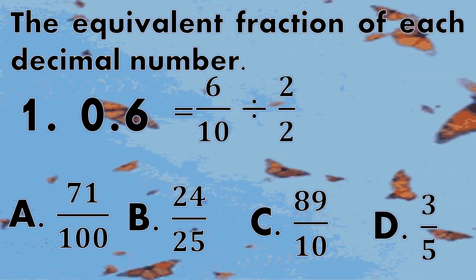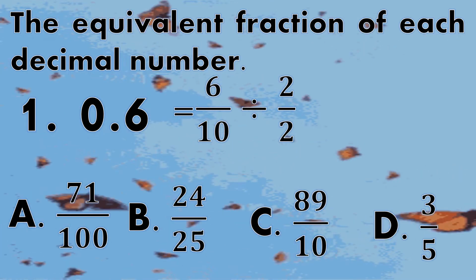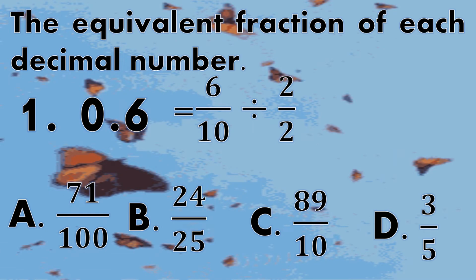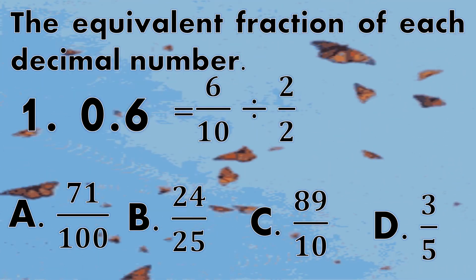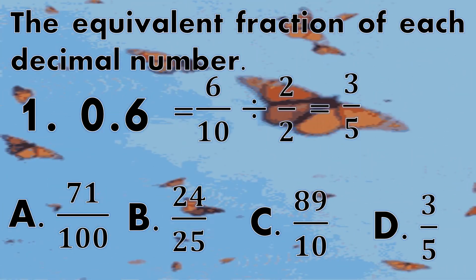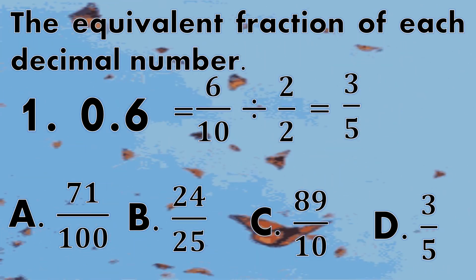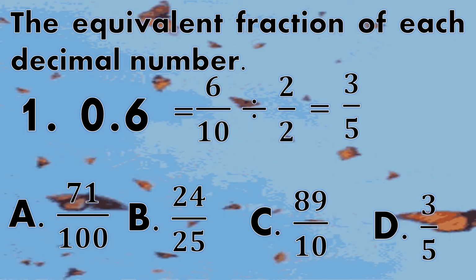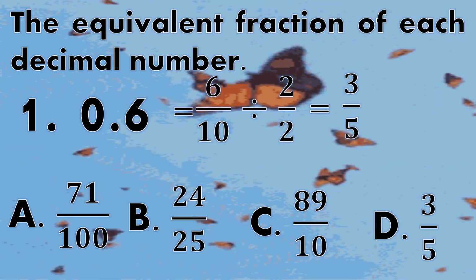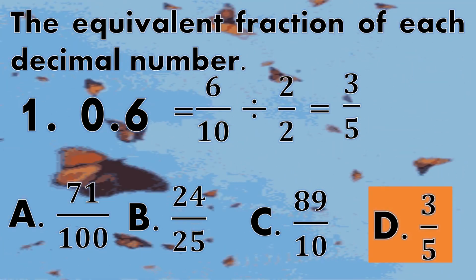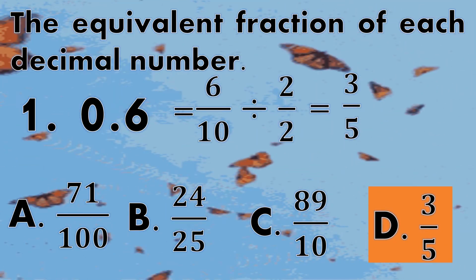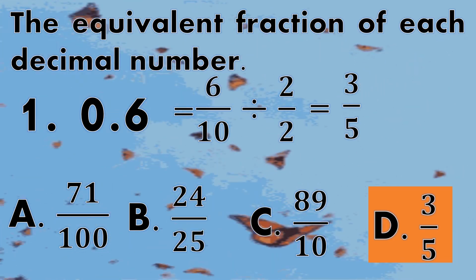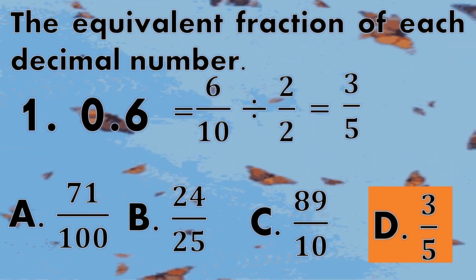Okay, so let us have the fraction 6 tenths. And 6 and 10 can be divided by 2. That is the GCF. So, meaning, the correct fraction for 6 tenths, or the simplified fraction, is letter D, 3/5. Did you get it? Okay, let's proceed.